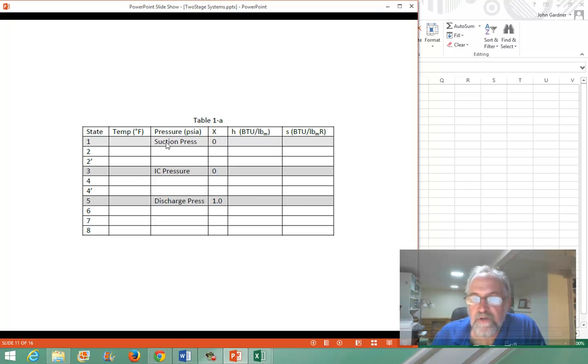The suction pressure is determined by a controller on the low pressure compressor. They'll add or subtract as much compression capacity to keep the suction pressure at a certain level. The intercooler pressure is determined by the controller on the high end of the second stage compressor, and the discharge pressure is usually determined by the condenser, because how much water or air you're moving will determine what the temperature is up there, and that'll determine the discharge pressure.